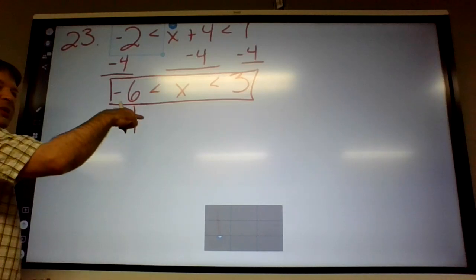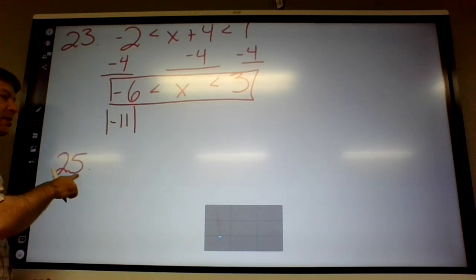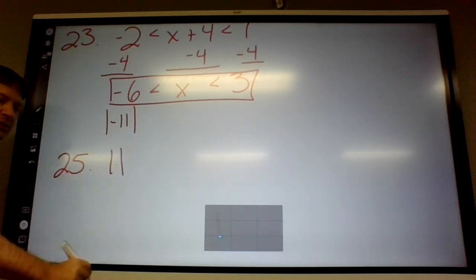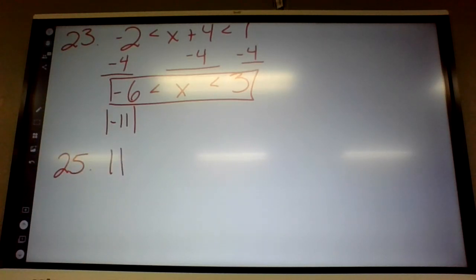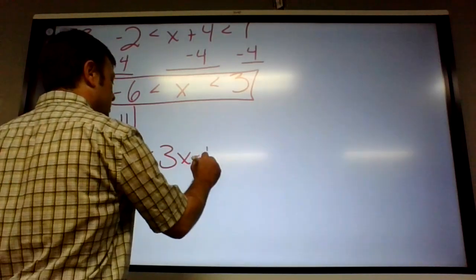Okay, what's this right here mean? The absolute value. So it's just worth what? 11. So 25 is 11 less than the absolute value of 3x minus 1, which is less than 20.